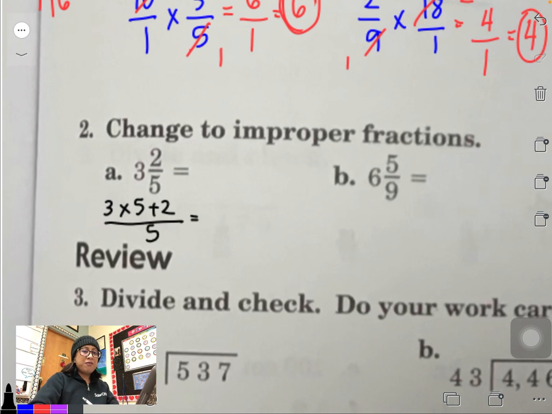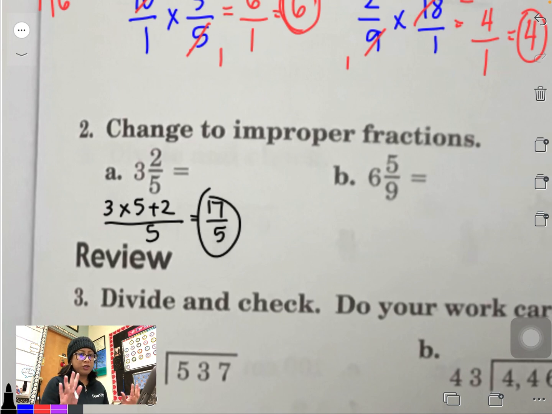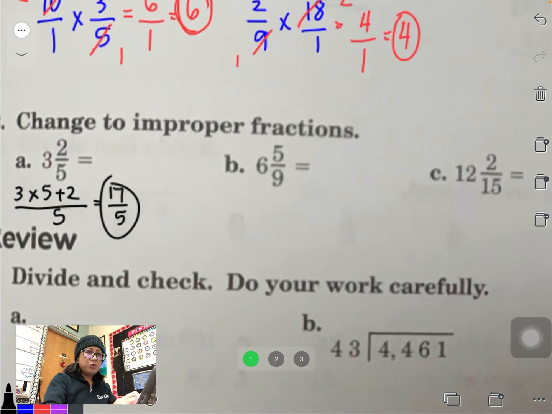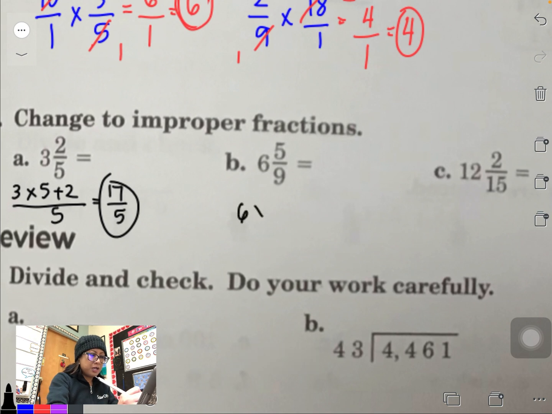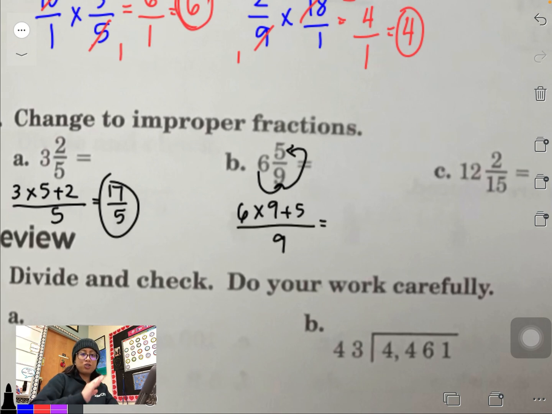So 3 times 5, 5, 10, 15, 20, no, sorry, 5, 3, 6, 9, 12, 15. 15 plus 2, 16, 17 over 5, and that's okay. In this context, that's okay because they want you to make an improper fraction. It's totally fine. So for B, you would say 6 times 9 plus 5 over 9, and you can solve that.